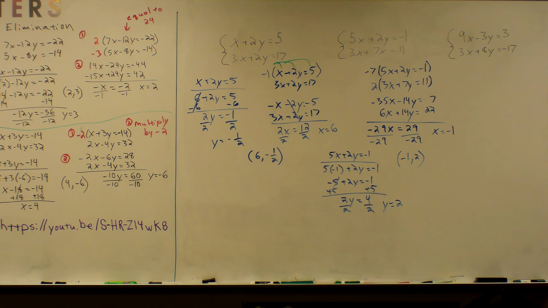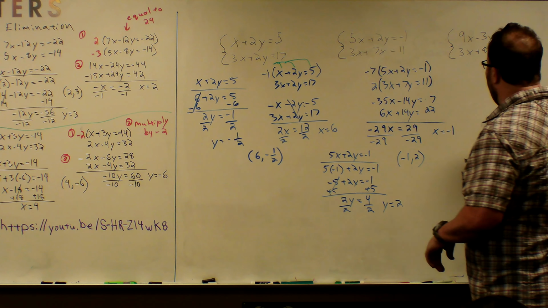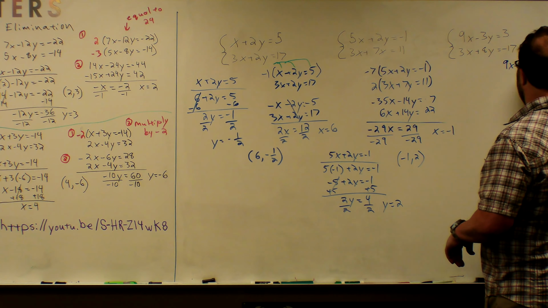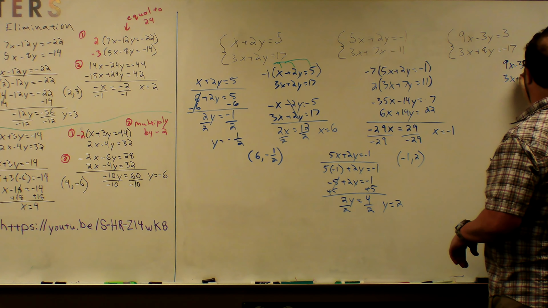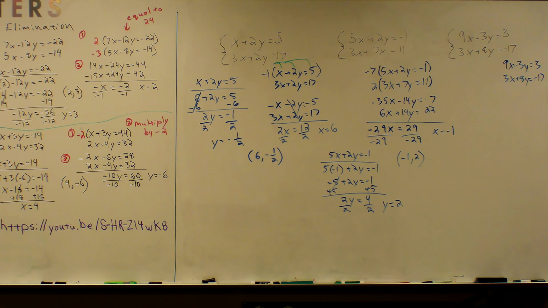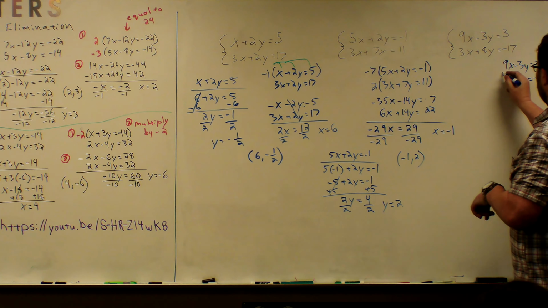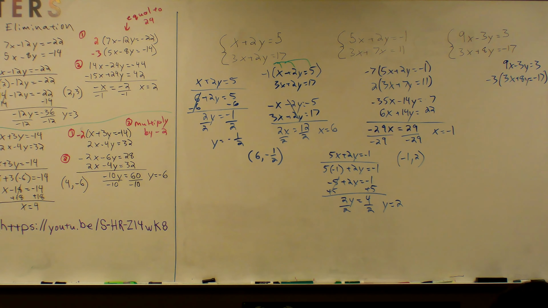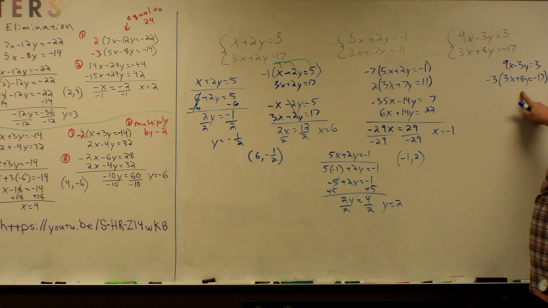Right, Daisy? So then what Daisy does, she follows her first step, and she writes 9x minus 3y equals 3. And then she writes 3x plus 8y equals negative 17, right? Then she sees this 9, she sees that it's positive, she puts this in parentheses and she multiplies it by negative 3. Good job, Daisy. So from there, she's going to go ahead and multiply this out.